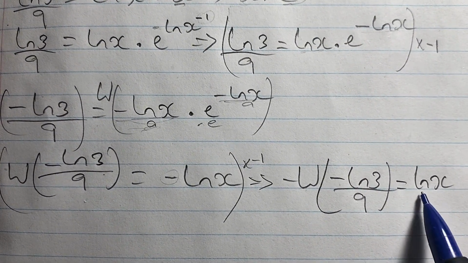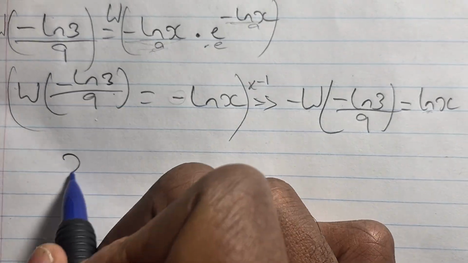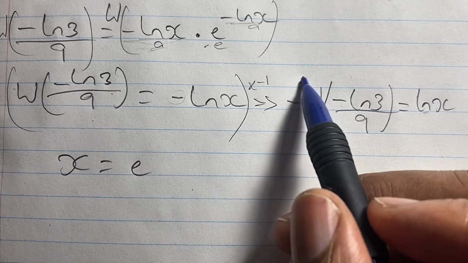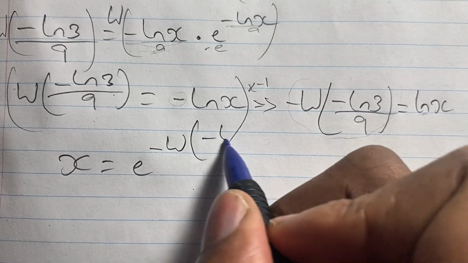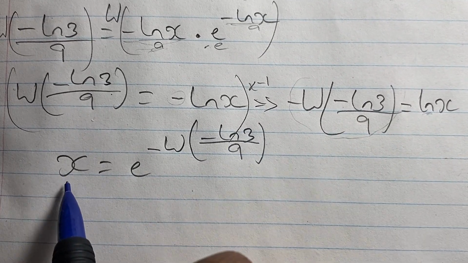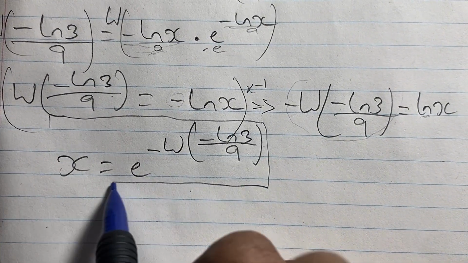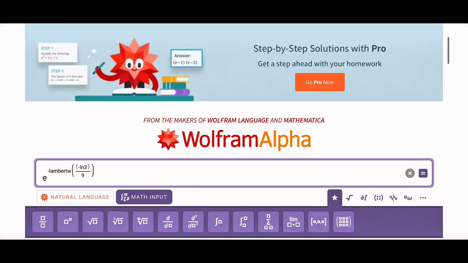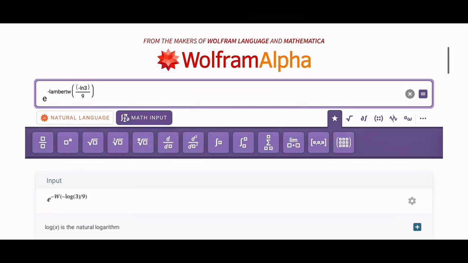And now from here we can write a simple expression for x. So we'll be taking the inverse function of our natural log. Therefore x is equal to e raised to the power of negative Lambert W of negative ln 3 over 9. So this, what we're looking at here, is our expression for x. So this is our solution for x. And to solve this expression, we need to use a special calculator. So we'll be using Wolfram Alpha, which is our scientific calculator, to find the value of x.